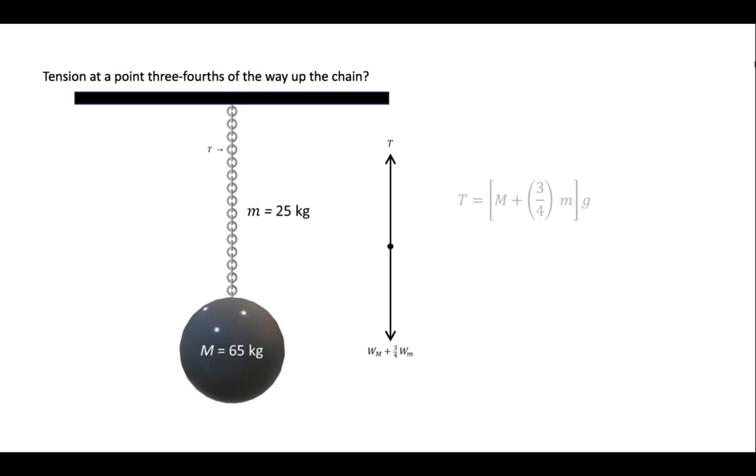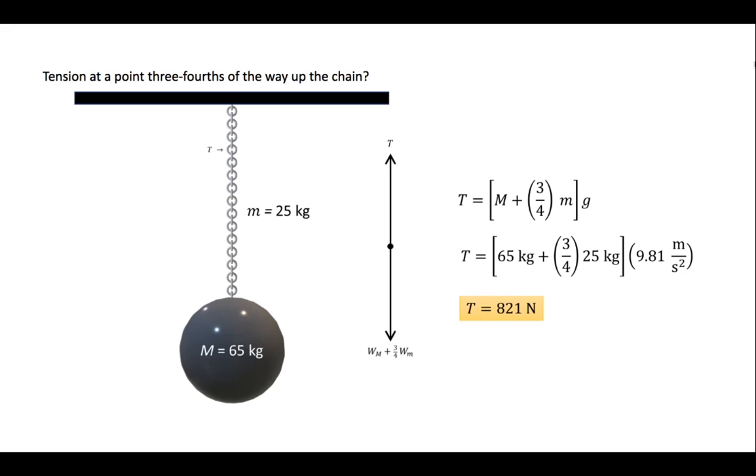Alright then, so here we have a similar equation to what we used to solve for maximum tension. However, we are only accounting for 3/4 of the chain's weight. Plugging in 65 kilograms for the mass of the wrecking ball, 25 kilograms for the mass of the chain, and 9.81 meters per second squared, the tension results in a value of 821 newtons of force.